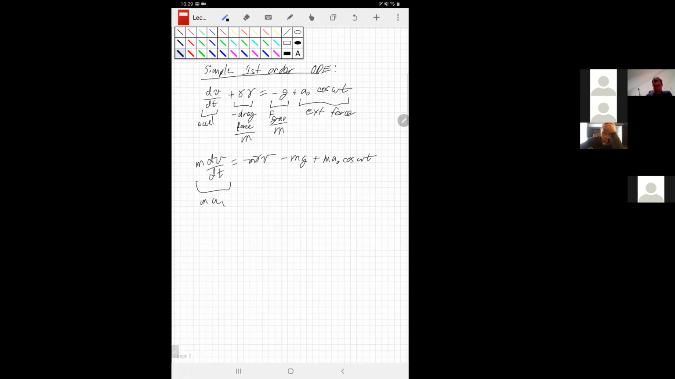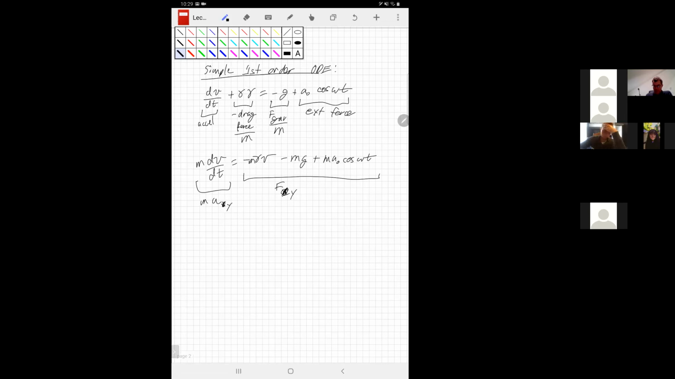MA, MAX, because this is a one-dimensional problem, and FX, probably Y actually, because of the gravitational force. But anyway, we've got mass times acceleration equals a force. As a physical statement, that's all we need to know. But I'm going to rearrange this.